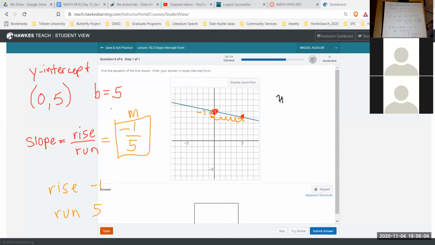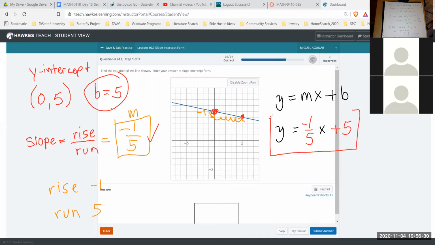So then you're going to put your general formula, y equals mx plus b. And you're going to leave the y and the x alone. And we're just going to plug in the numbers for b and for m. So m should be -1/5. That takes care of that. And the b here is this +5, so I'm going to put +5. So this should be the equation.